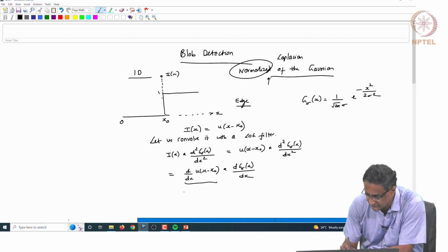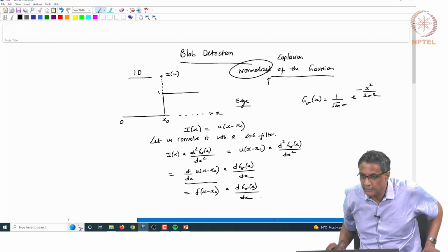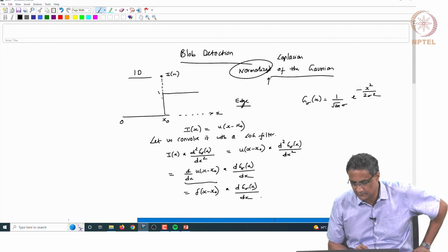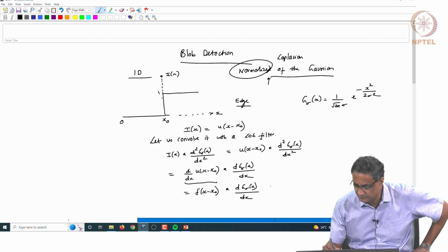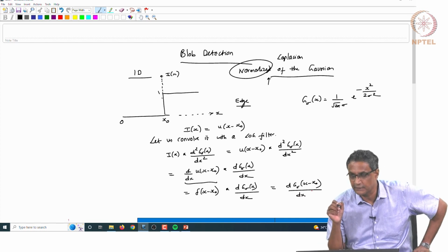Now what is this? Delta of x minus x naught convolved with d g sigma of x by dx. And we know that if you convolve something with a delta, you get back the same signal. In this case, it is shifted. So what should we get as output? d g sigma of x minus x naught by dx. That is what we will get.